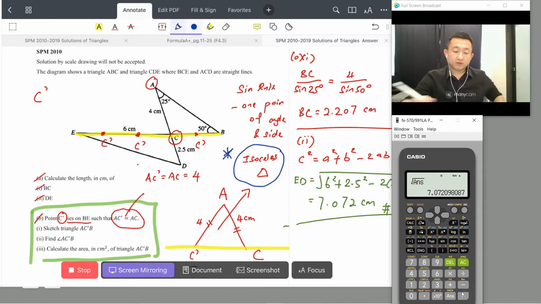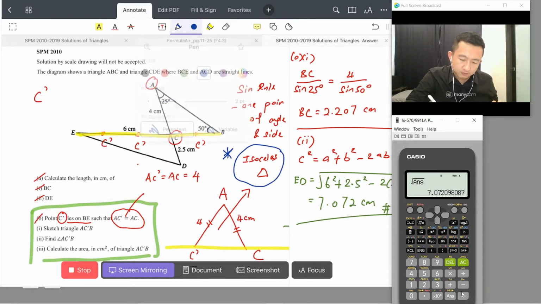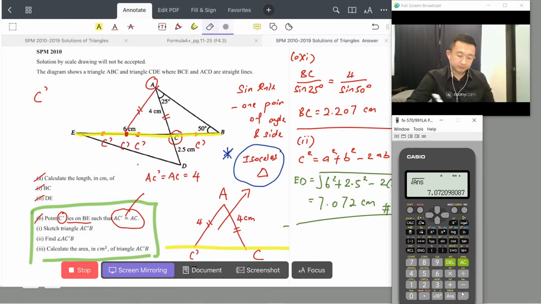So let's say this is AC, so AC prime should be somewhere around here, C prime, so that I can form an isosceles triangle. Because you know that it is 4 cm for both of the sides. Okay, this is what you know, but this is not what you need to do.